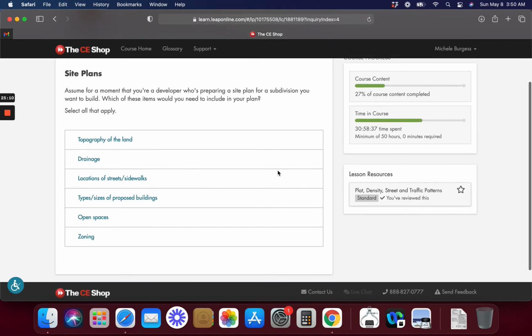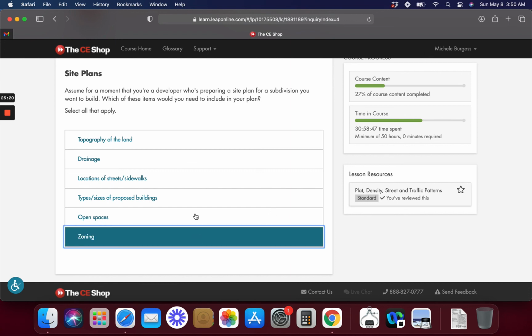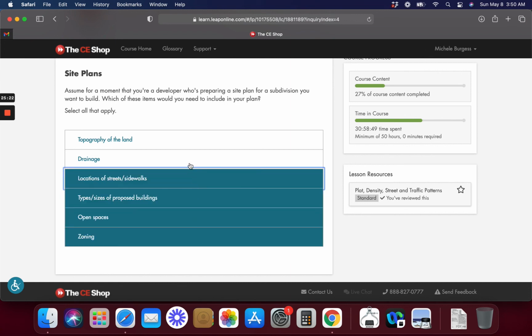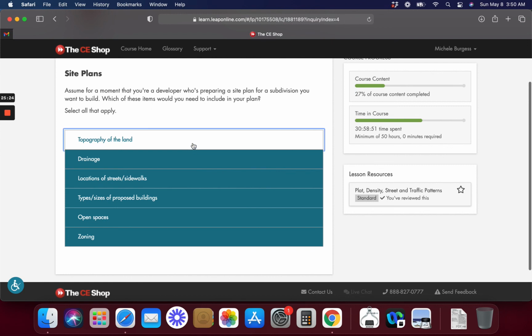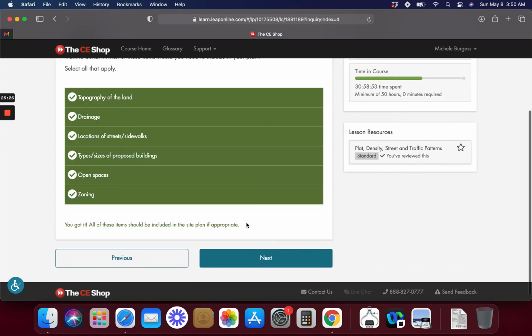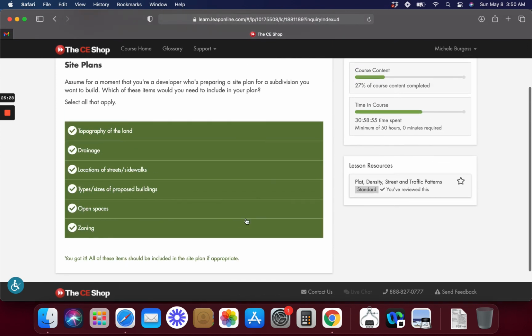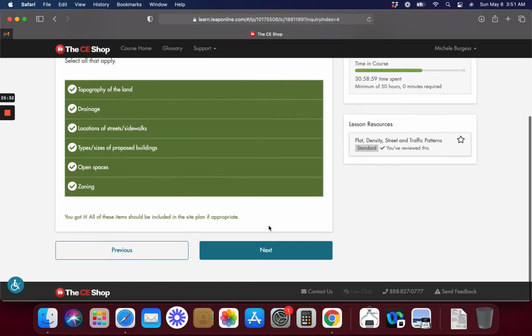All right, site plan. Select all that apply. You're a developer who's planning for a subdivision. What do you include in your plan? I think you plan all this stuff. I don't know. Let's check it. You got it. All of these. All of these have to be included in their plan.